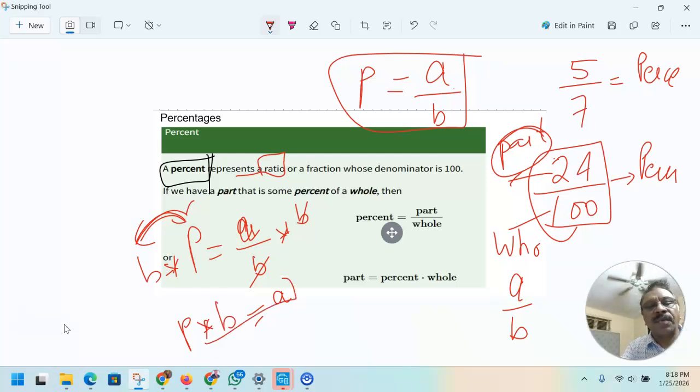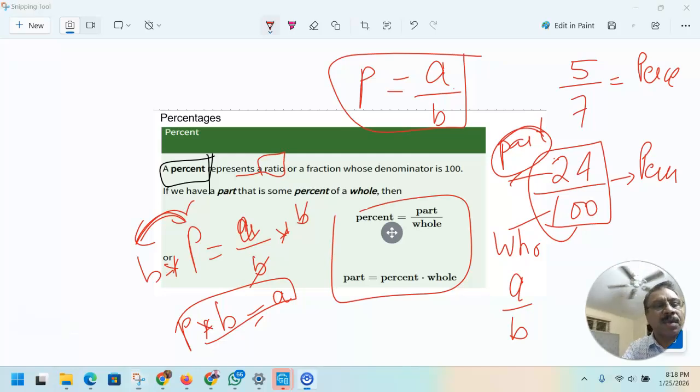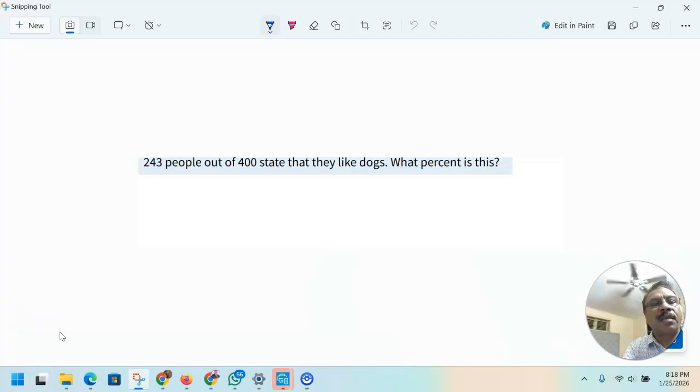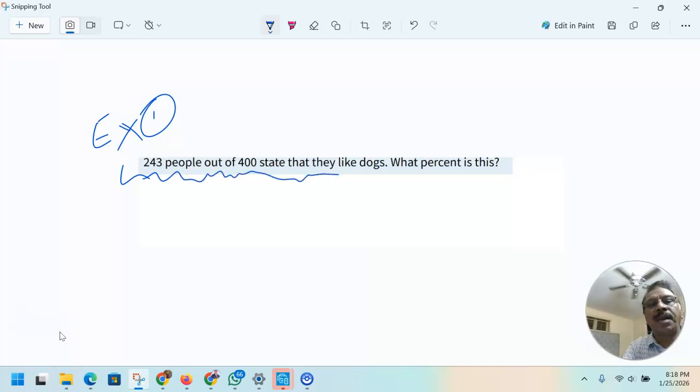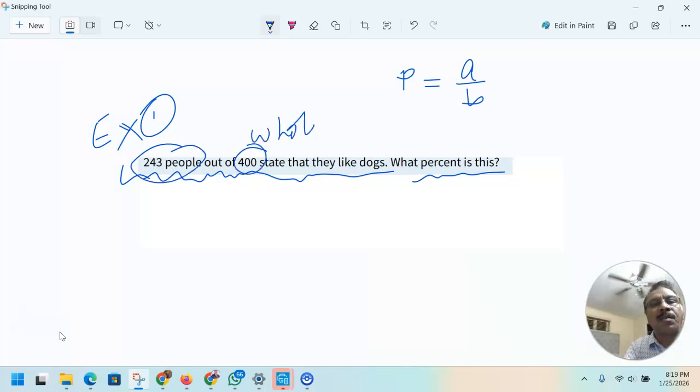So if you get confused with these, here are the formulas and we can straight away solve. Let's check one example. This is the very first one you will see on your hard copy that I gave you. 243 people out of 400 say they like dogs. What percent is this? The percent is A over B. This is the part and this is the whole. So just divide 243 by 400.